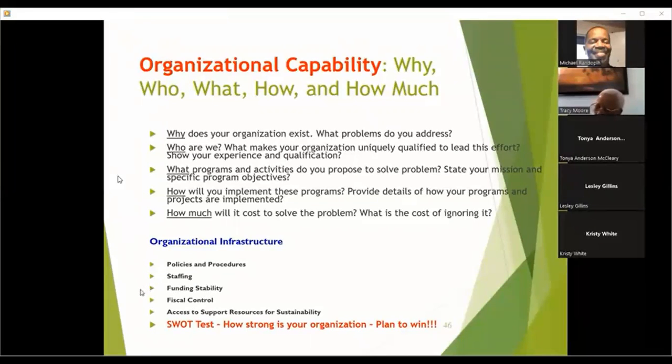Okay, and then you want to do what's known as a SWOT analysis. This talks about how strong your organization is and the fact that you plan to win. Now, keep in mind, this is your nonprofit as you advance. This is not from day one. It's a step-by-step process, but the step starts with you starting your nonprofit.